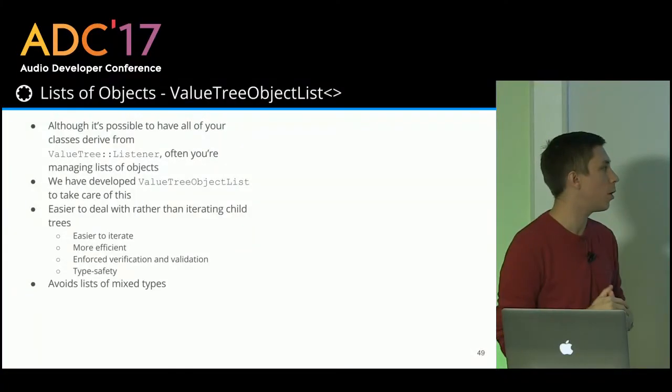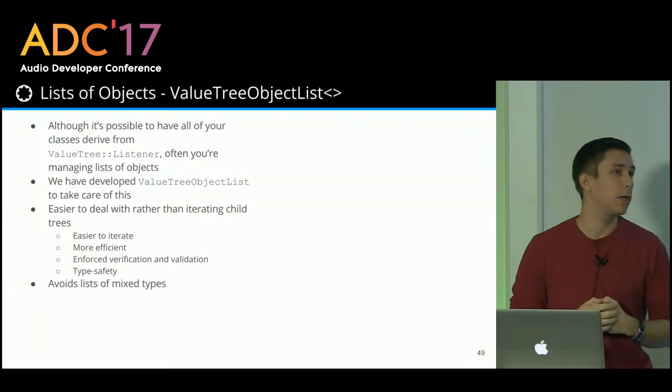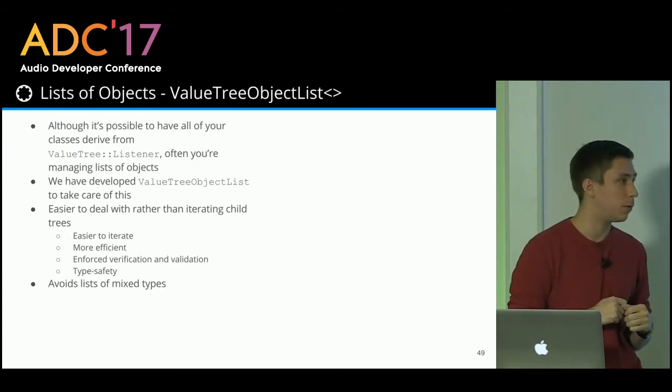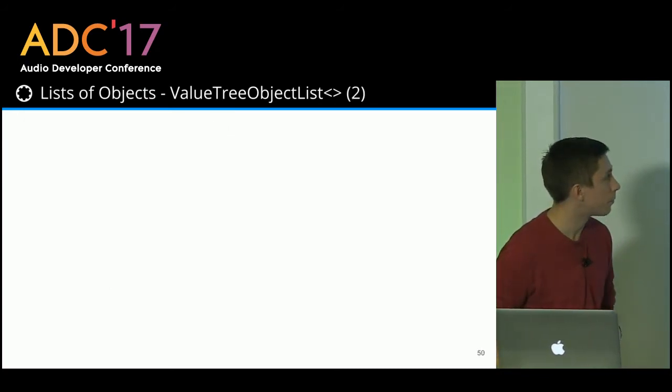The other thing we get with this is we avoid lists of mixed types. If you have a track, you could have a bunch of clips in that track, but you could also have a bunch of plugins. Now, if you ask for the track's number of children, that will contain your clips and your plugins. So either construct your hierarchy where you only ever store one type, or you can use a ValueTreeObjectList, which will only construct clip objects, and then you can just say, hey, how many clips have you got? And you've got the number of clips.